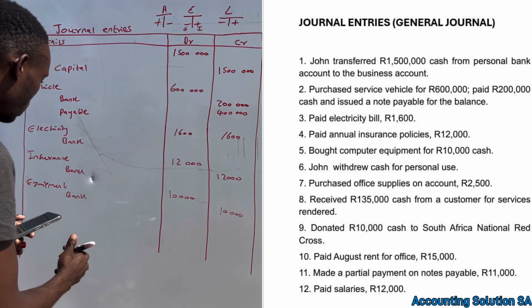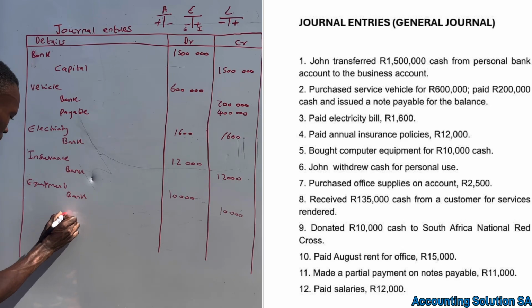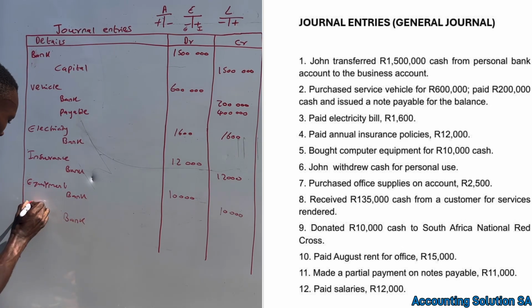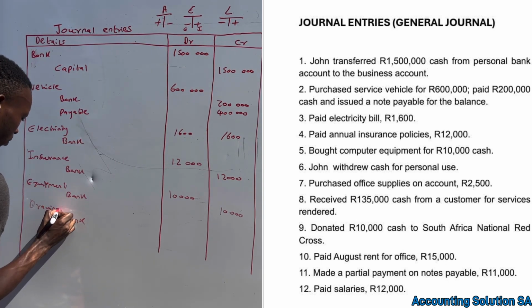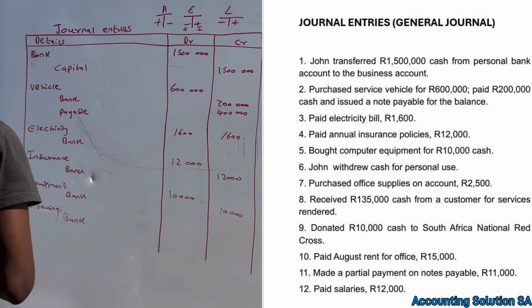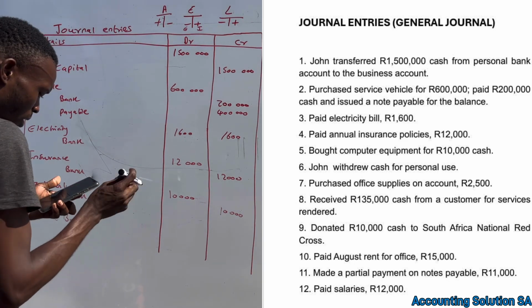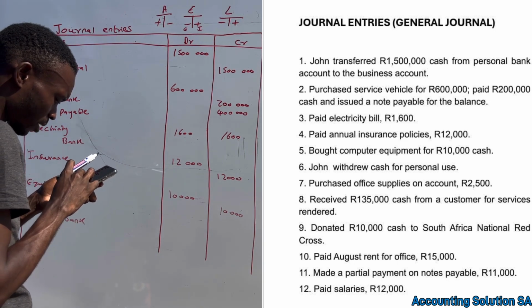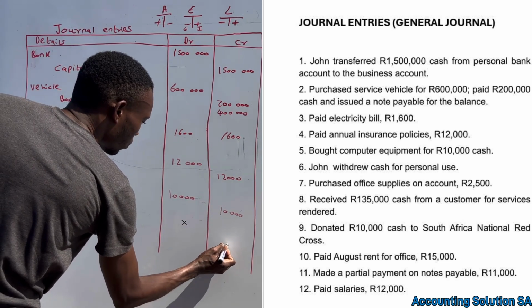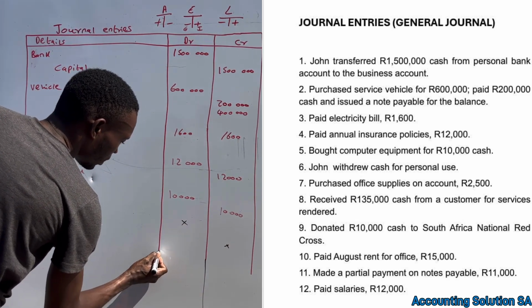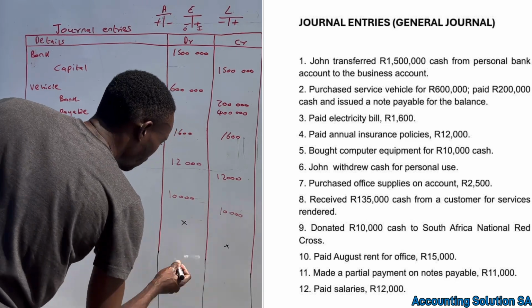Okay, then John withdrew cash for personal use. Money goes out, which means that bank this side, then drawings is going to decrease what? Equity. Then the amount for the withdrawal is how much? They didn't tell us, but we are just going to write that amount. Just like that, very simple.